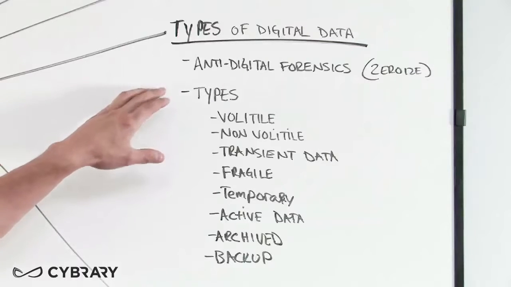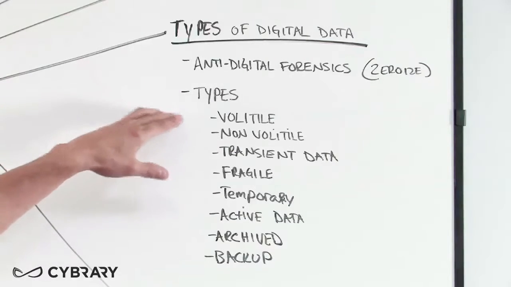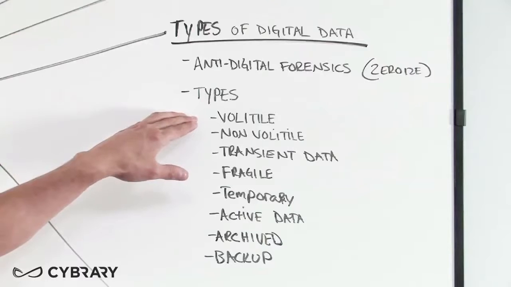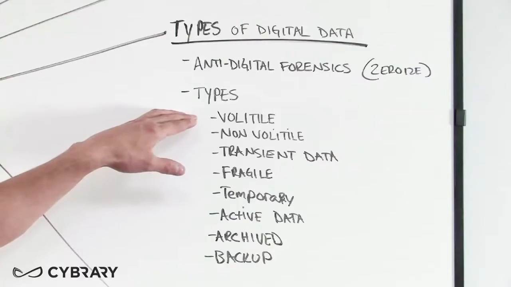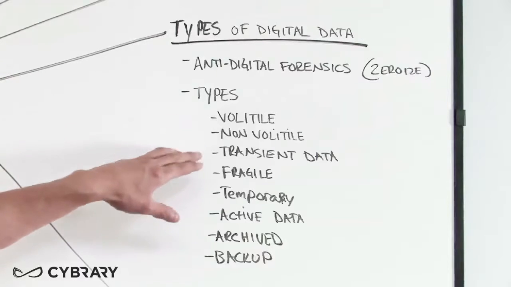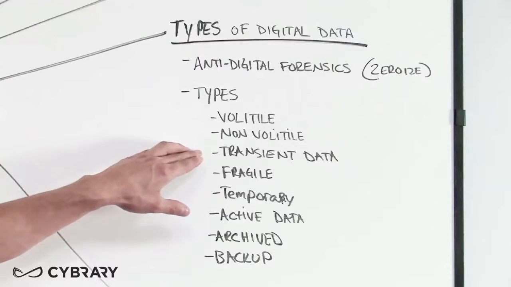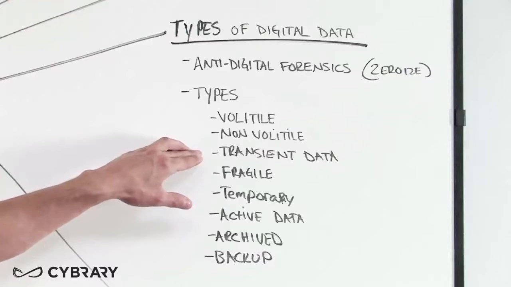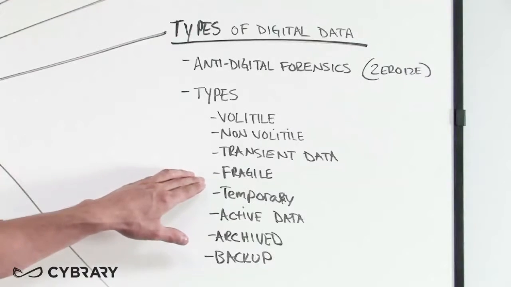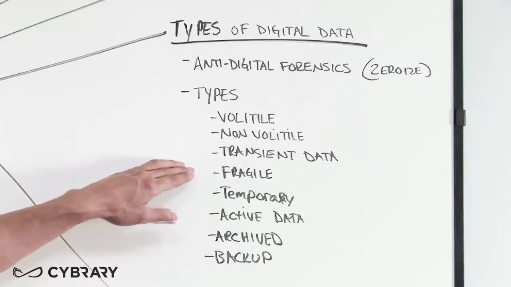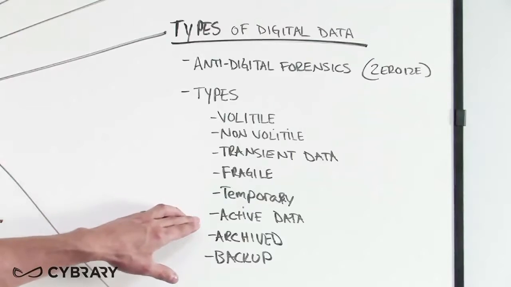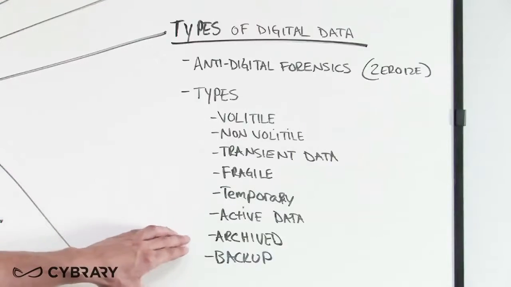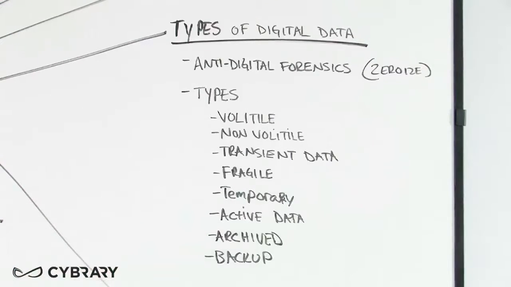Okay, so some of the factors that go into this are basically volatile versus non-volatile. Okay, so you need to know the definitions of volatile versus non-volatile. Transient data, or the types of data that stays in memory until you reboot. Fragile data, in other words, things that can be overwritten quite quickly, or temporary type data, or temporary data in itself. Archive data, right? Backup data and things like that, right?